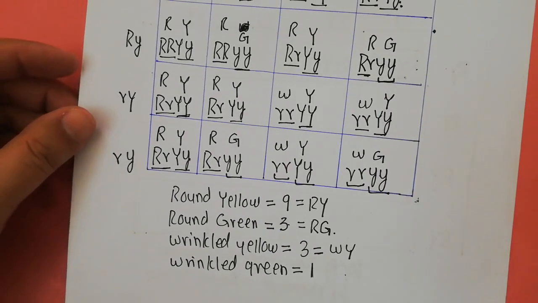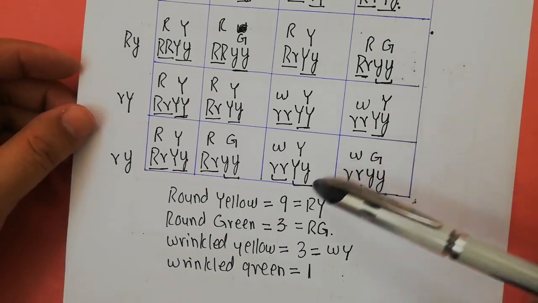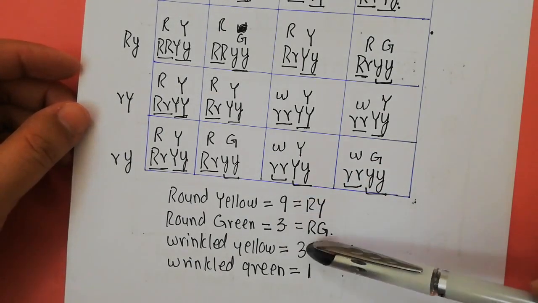So what he did in the dihybrid cross, he actually got a ratio of 9 to 3 to 3 to 1.